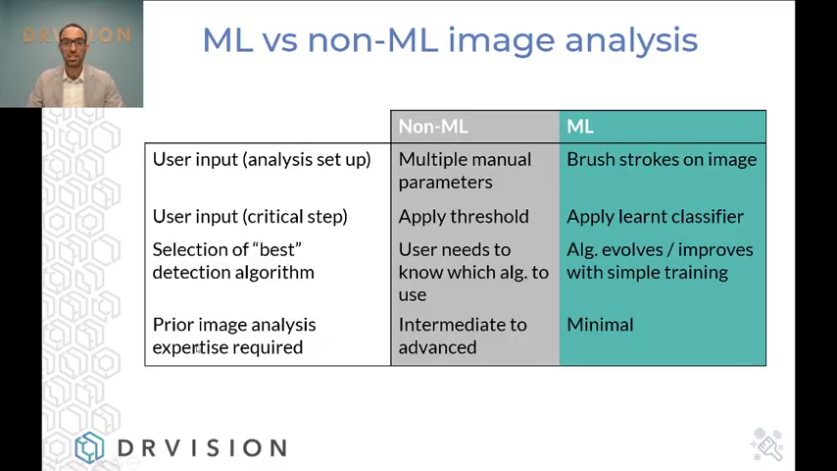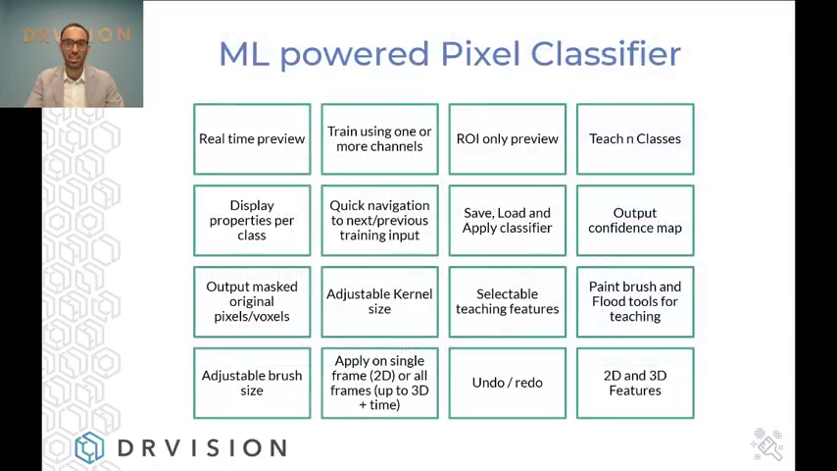So no surprise, the prior knowledge you need in order to use non-machine learning algorithms is pretty high. It's intermediate to advanced, whereas with machine learning tools, it's really low. You can start, and you'll see in a moment, with nearly no knowledge, just knowledge about your image, about the biology, about the imaging, and that's sufficient.